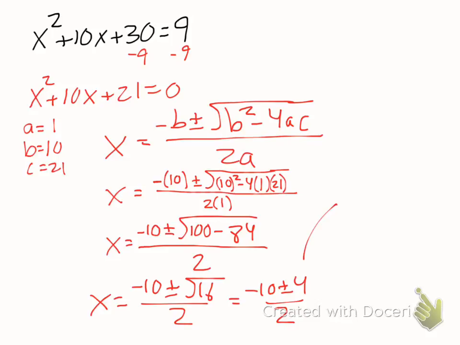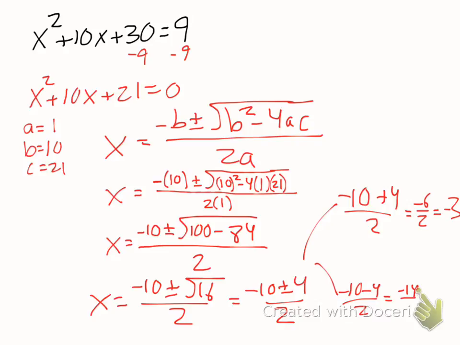Break it up. So it becomes negative 10 plus 4 all over 2. And that would be negative 6 over 2, which is negative 3. And the second one is negative 10 minus 4 over 2, which is negative 14 over 2, which equals negative 7. There are 2 answers, and the 2 answers are negative 3 and negative 7. You could check those back in the original problem to see that they both give you 0, or in this case 9, because we don't have it set equal to 0 in the beginning. Left side should equal the right side. It will always give us solutions.